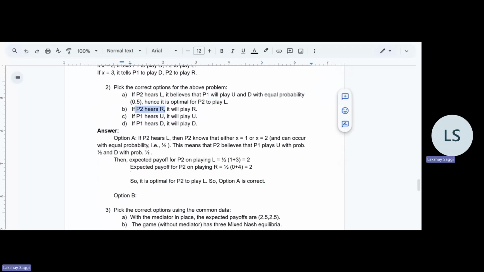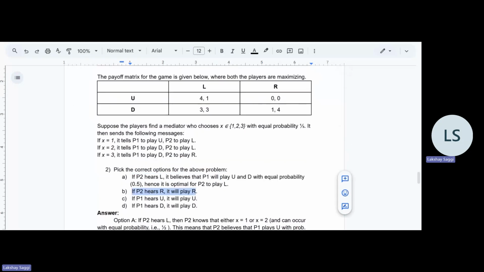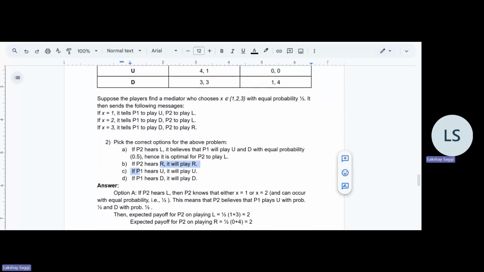So option B is: if P2 hears R, it will play R. So let's see what happens if P2 hears R. There is only one way in which P2 can hear R, and P2 will know that x equal to 3 was the output of the experiment, which means that P1 was being told to play D. So P2 knows that P1 is being told to play D, and if P1 plays D, what's the optimal thing for P2 to play? It is indeed to play R, because if P2 plays L, then the payoff is 3, and here the payoff is 4. So P2 will indeed play R if he hears R.